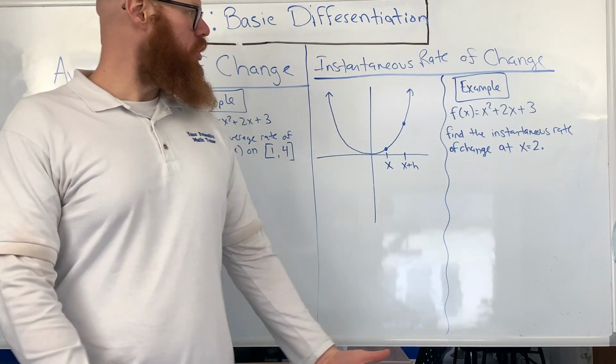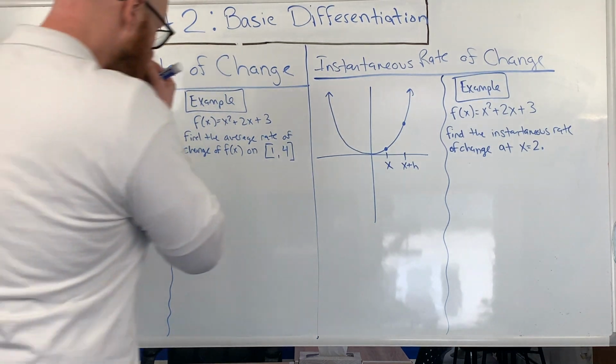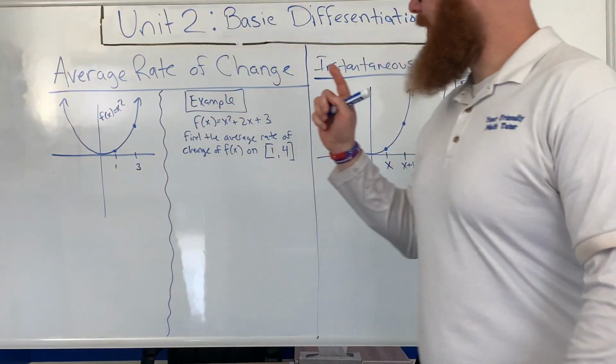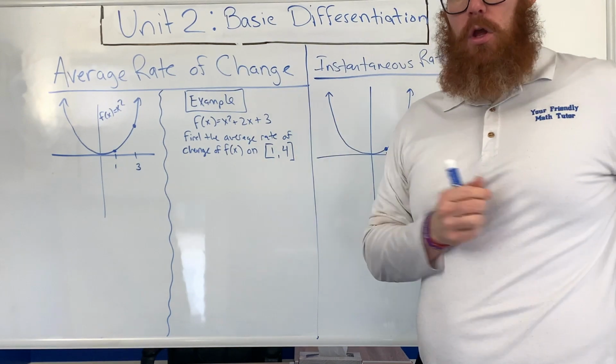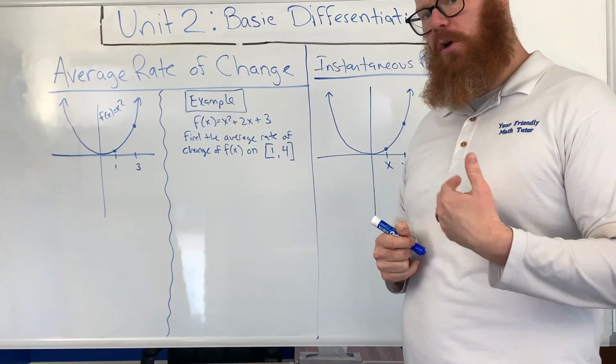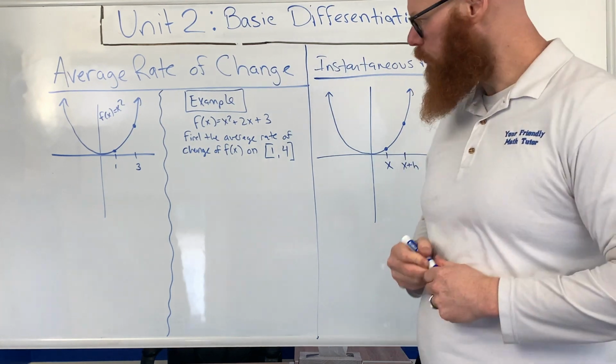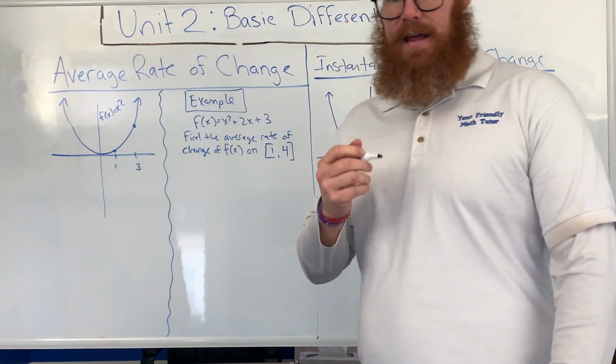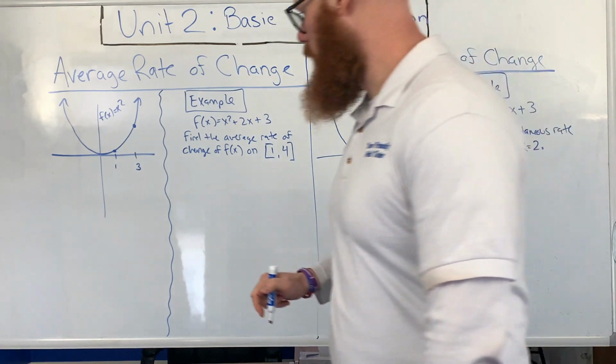All right, so let's jump in. What we're going to start with is the idea of average rate of change. You just want to think of average rate of change as just the slope of what we call a secant line. So a secant line is a line that goes through 2 points on a curve.